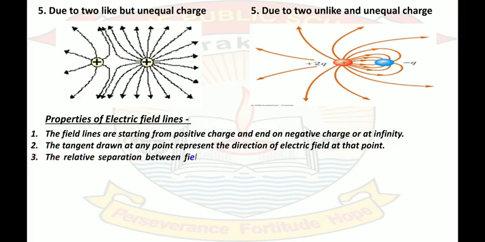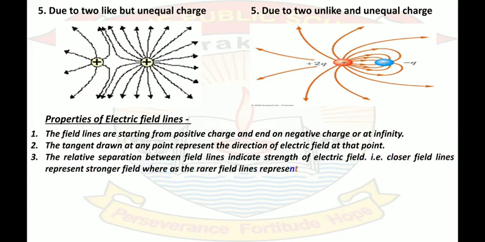The third point is that the relative separation between electric field lines indicates the strength of the electric field. Closer electric field lines represent a stronger field, whereas rarer field lines represent a weaker field. Is it clear? Closer field lines represent a stronger field, whereas rarer field lines represent a weaker field. Like here, just see, the field lines are closer to each other, they represent a strong electric field. Here it represents a weaker electric field. Same goes here also. Is it clear?